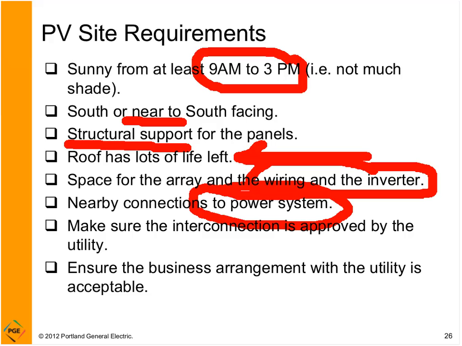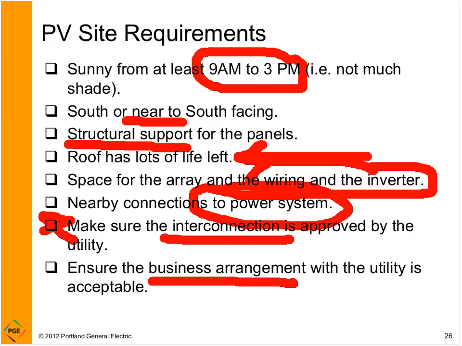Here's one for you. Make sure your interconnection is approved by the utility. You need to work with your utility. There's both an interconnection issue and a business arrangement issue with the utility. So you need to work with the utility on both of those aspects. I'd recommend you do that before you sign on the dotted line to at least talk about any problems that might occur. We've had here at PGE some customers move forward and the cart gets ahead of the horse and people end up in trouble because it costs more than they anticipated.